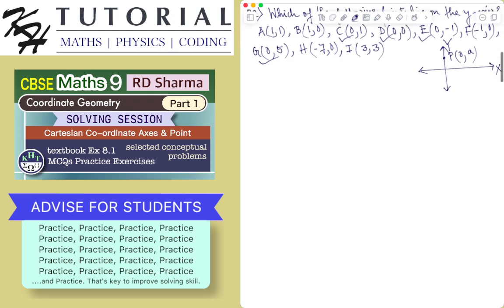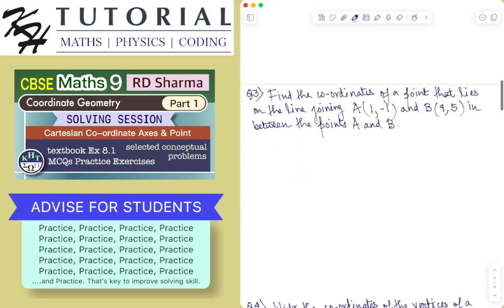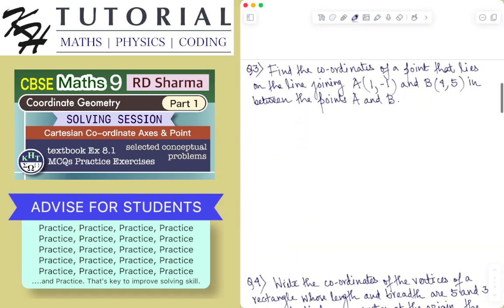Okay, let's see the next problem. Find the coordinates of a point that lies on the line joining A (1, -1) and B (4, 5), in between the points A and B. So one concept is that if you are given any 2 points, let's say A and B, let's not take A and B.